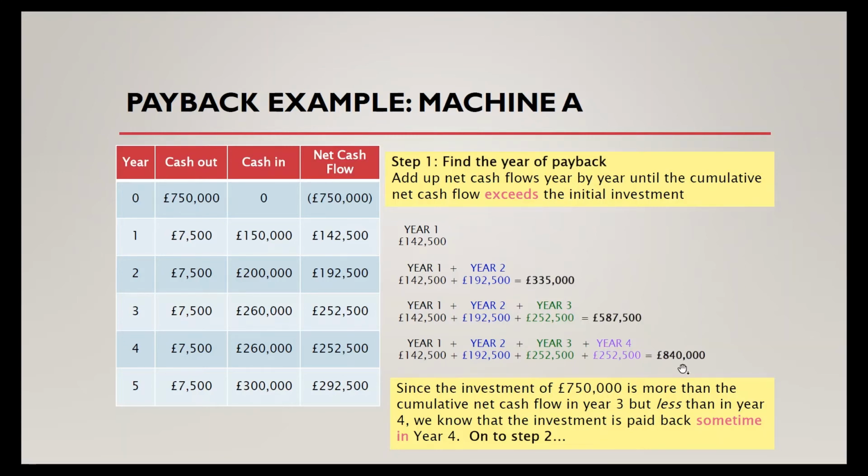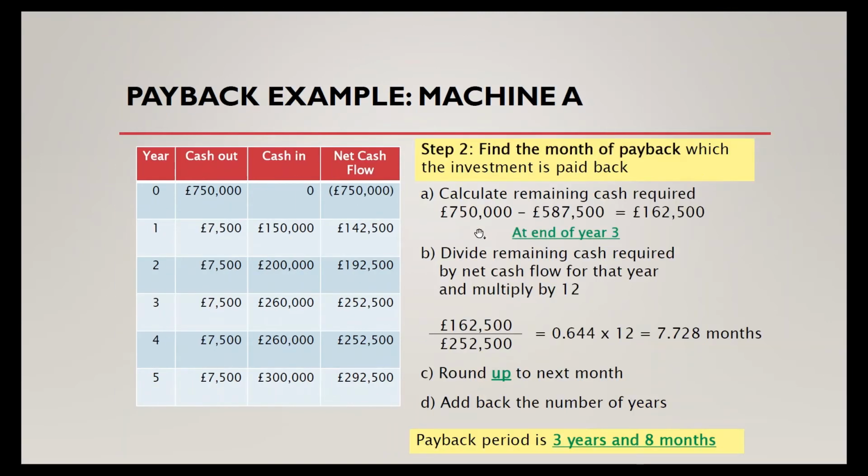Before we move on to the next slide, please remember this number from year 3, which is a total net cash flow of 587.5 thousand. Now we know that for this project, it will take longer than 3 years but shorter than 4 years. So what we're going to do is the initial investment of 750,000 minus the third year net cash flow, a total of 587.5 thousand. Then this should give us a total of 162.5 thousand.